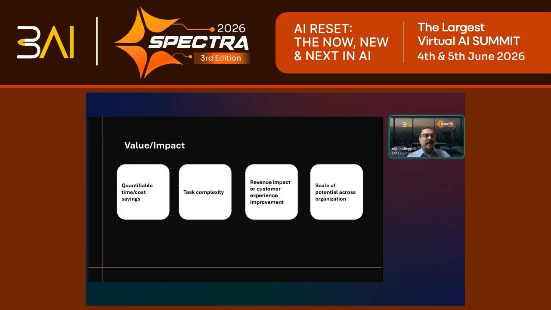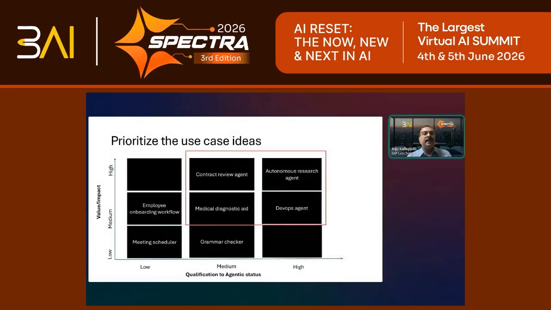So there are two dimensions I talked about. One is the value impact, the other is the agentic degree of the particular use case. Now we are going to combine these to decide the prioritization. So I have plotted a graph here, right? On the x-axis, you can see the qualification to agentic status, which varies from low to medium to high. The other parameter, value and impact, again varies from low, medium to high.